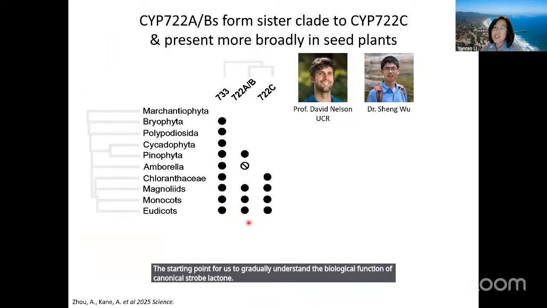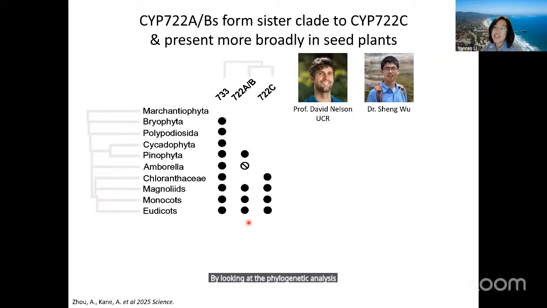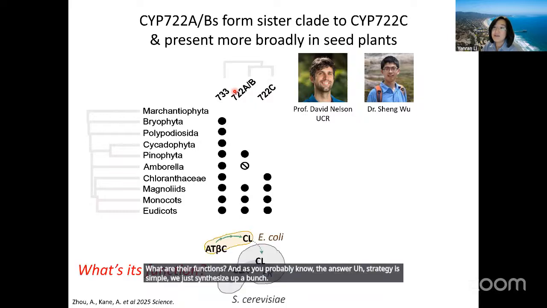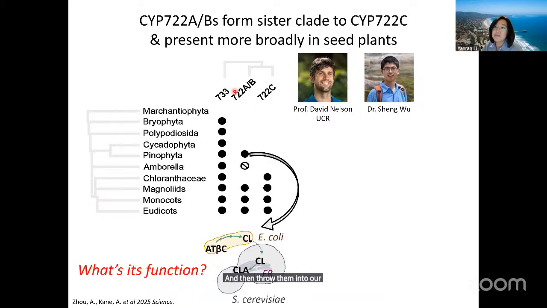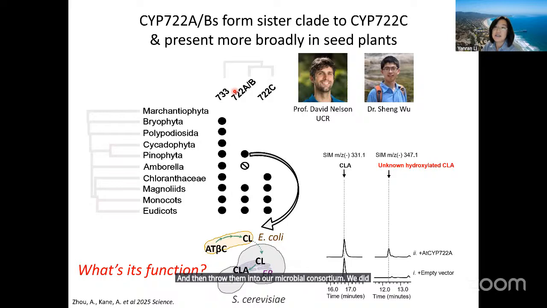By looking at the phylogenetic analysis, Dave and my postdoc Sheng at that time asked this question. They found that there is a group called CYP722A or CYP722B right next to CYP722C, which exists broadly across seed plants. What are their functions? As you probably know, the strategy is simple. We just synthesize a bunch and throw them into our microbial consortium. We did see an unknown hydroxylated CLA, judging from the mass.